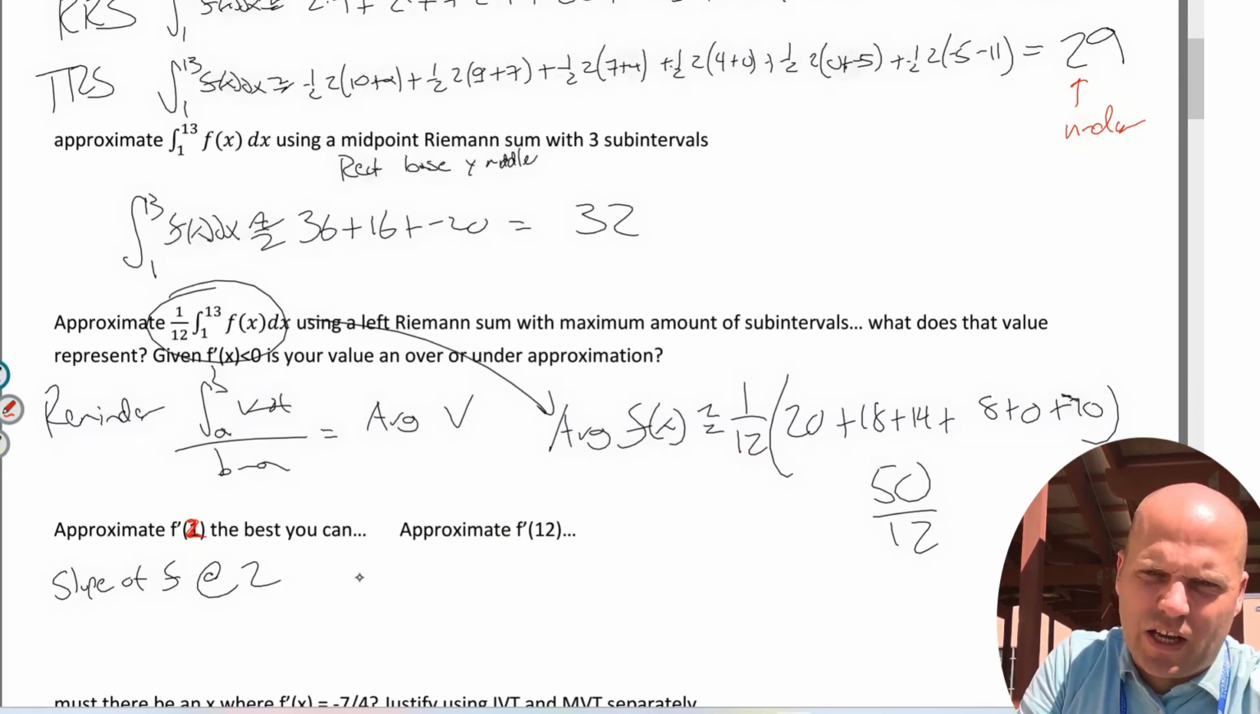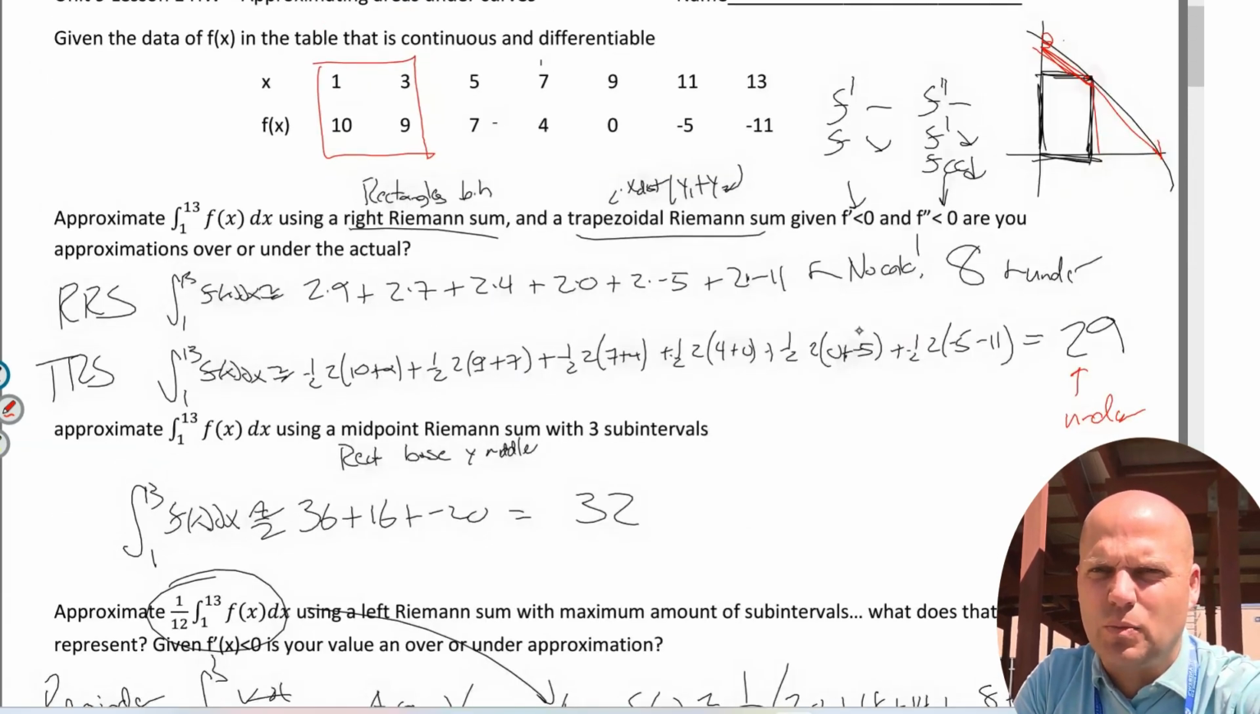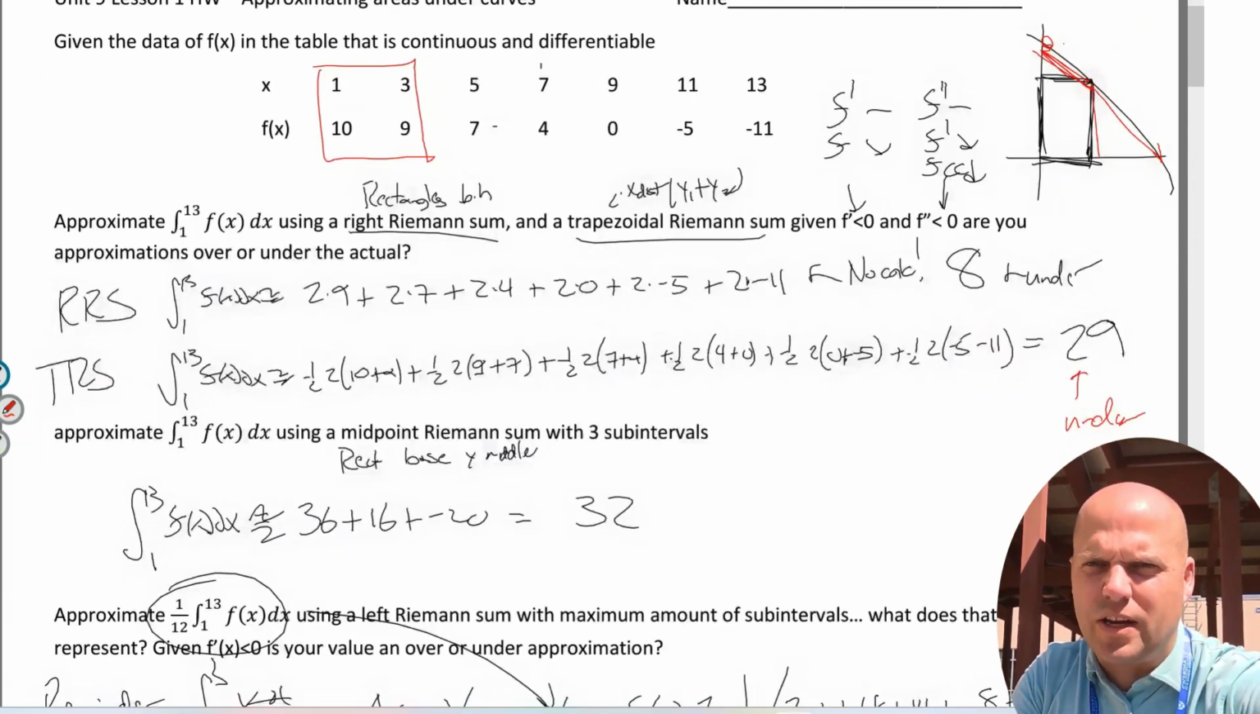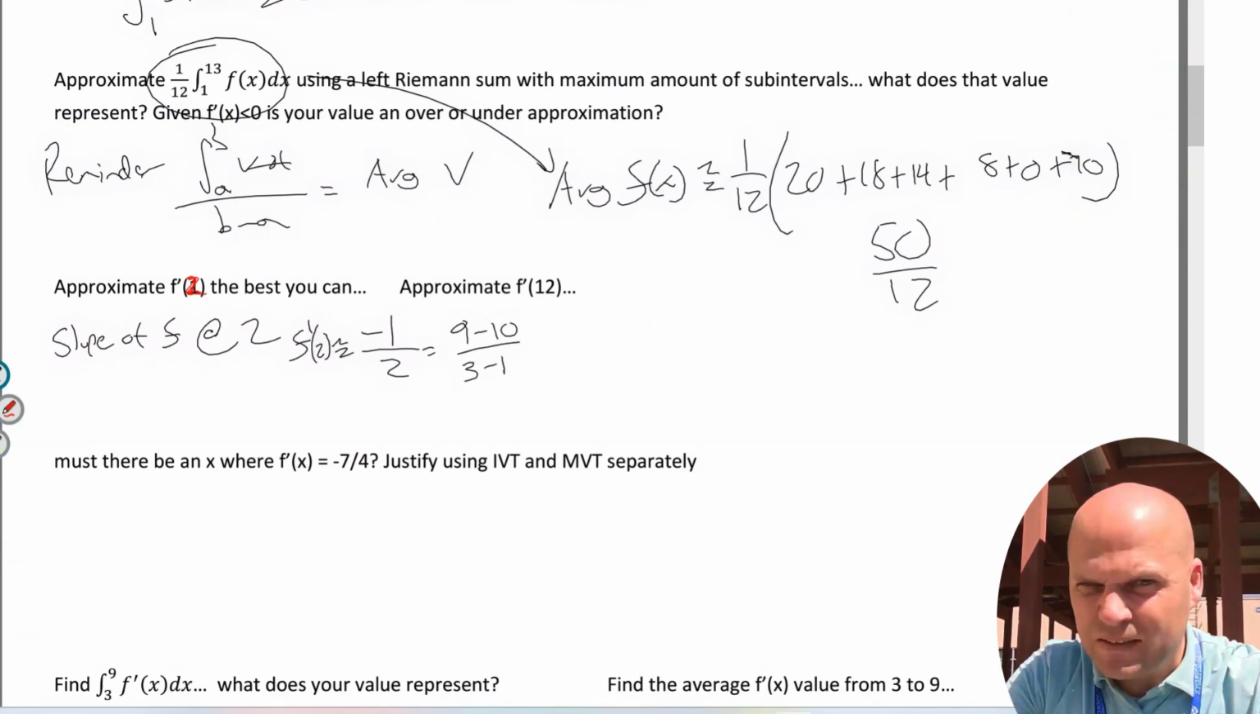So my slope is I decrease 1 over 2 x's. How did I get that? y2 minus y1 over x2 minus x1: 9 minus 10 over 3 minus 1. Don't make the mistake of doing x's over y's, guys. So many people make that mistake.